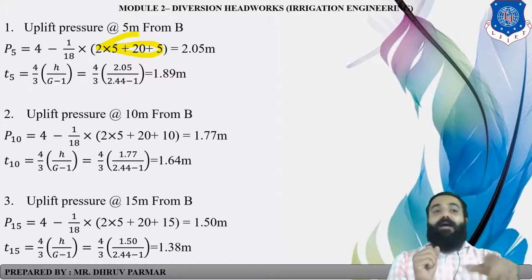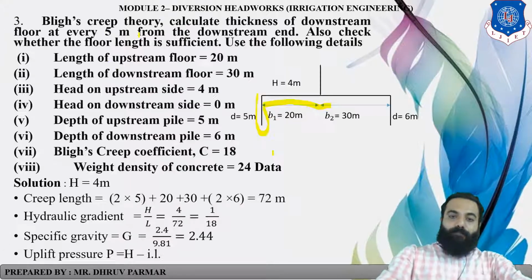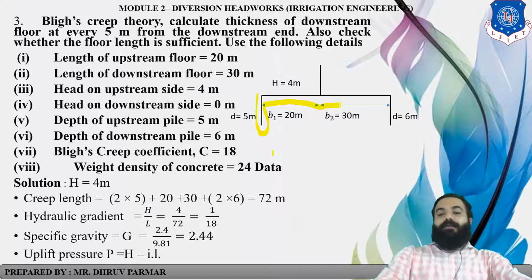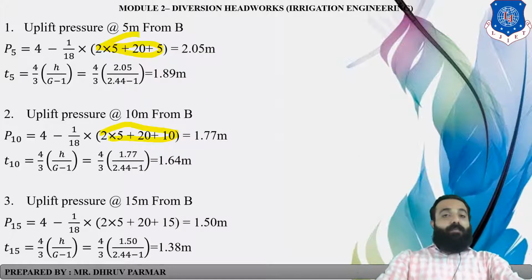Clear? Again, the uplift pressure at 10 meters from B. It is simple like this, with an additional 5 meters of distance. So the total distance is 10 plus 20 plus 10, which equals 30. This is your creep length. So P10 equals 1.77. Put this in the equation with P10 and you get T10. Same for 15 meters: the creep length changes, with an additional plus 5.